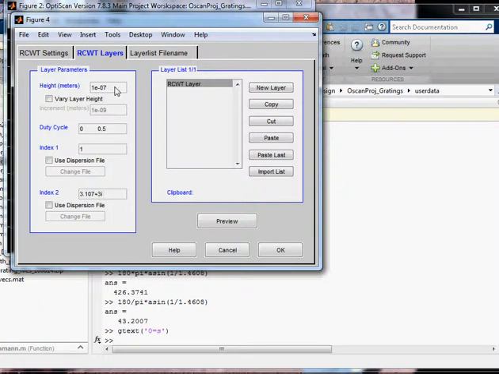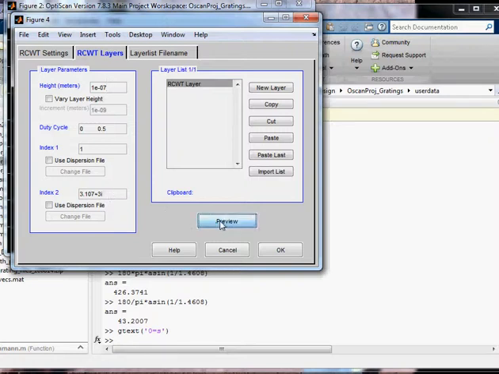So that's the 100 nanometers, and then the duty cycle, I'll explain that more when we get into the blaze grating, but the way it's set up right now is for a 50% duty cycle. And then index 1 is the first material, that would just be the air that we're going into, and index 2 is the chromium.